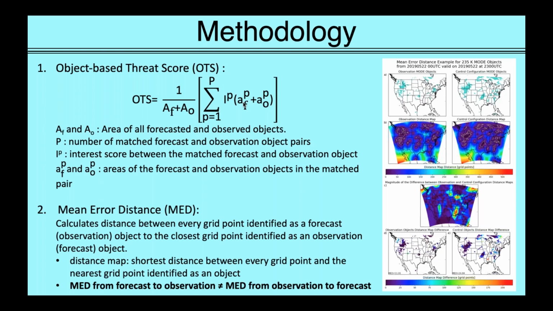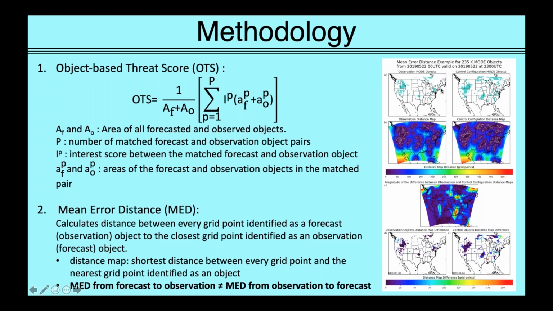We are also going to look at the mean error distance. What the mean error distance does is it's slightly different than the centroid distance from MODE, because it calculates the distance between every grid point identified as a forecast or observation object to the closest grid point identified as an observation or forecast object. And this was done using the distance maps tool in MODE, excuse me, in MET. It's not technically in MODE, it's in GridStat in MET.